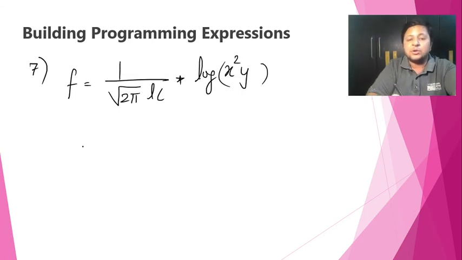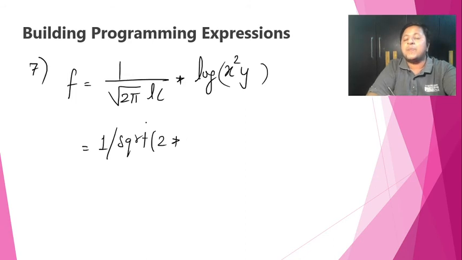Okay, so how would this be? It'll be 1 upon root of 2 pi. So how do I get the square root? SQRT of 2 into pi. Now I cannot make use of pi. There's no universal symbol for pi in programming. So I have to make use of its value. That is better. Okay, so 1 upon SQRT of 2 pi into L into C.